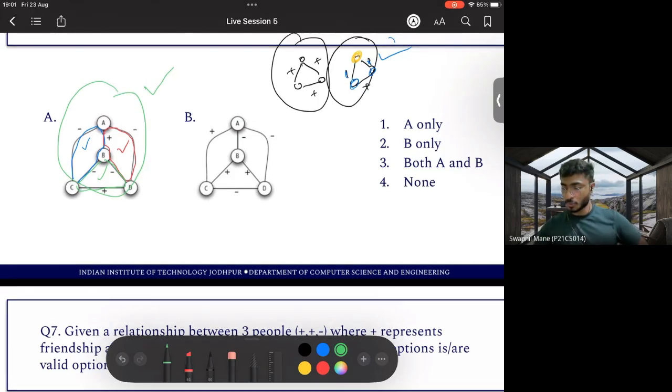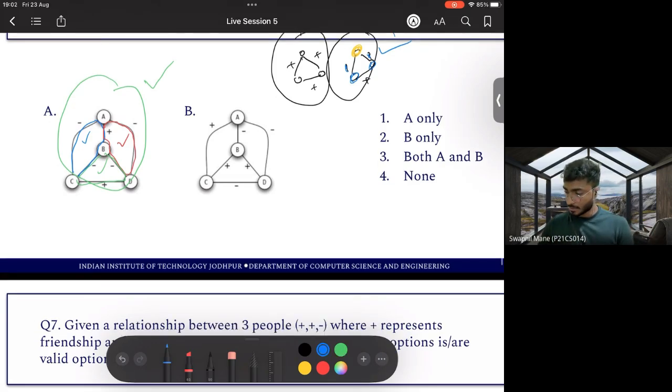Let's move to option B, which is the other graph. The same structure is there, but you can see the relationships are different, the positive and negative signs are different here. So let's take this option.